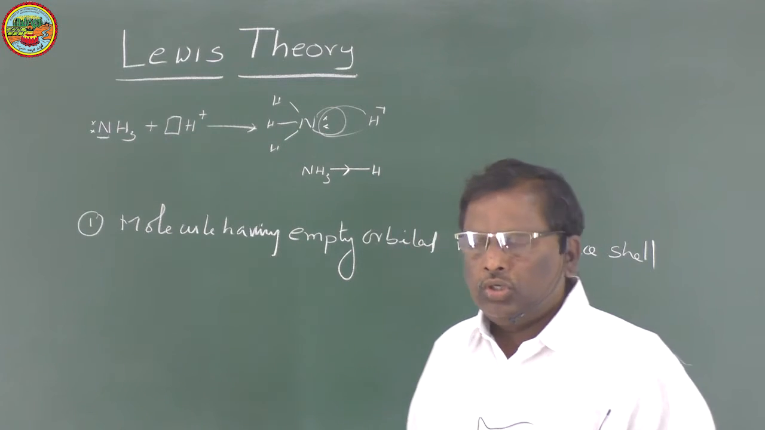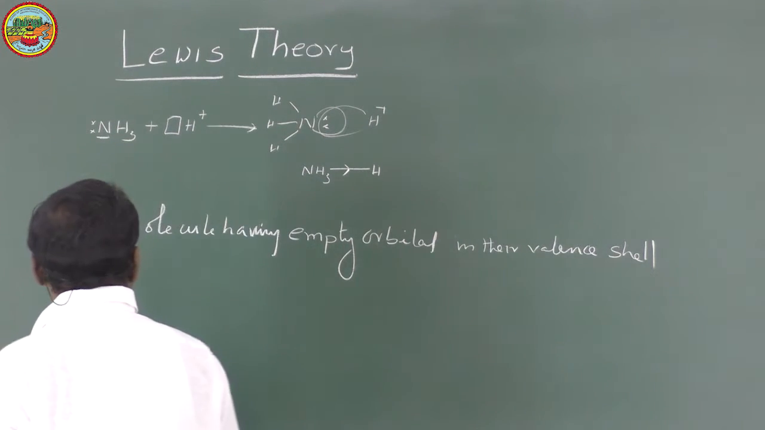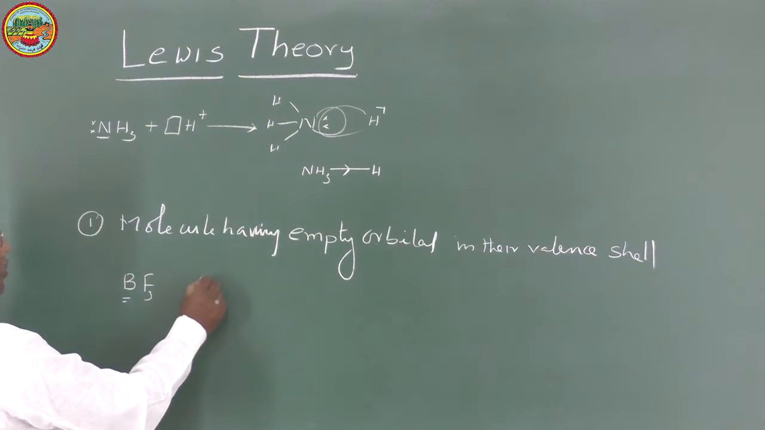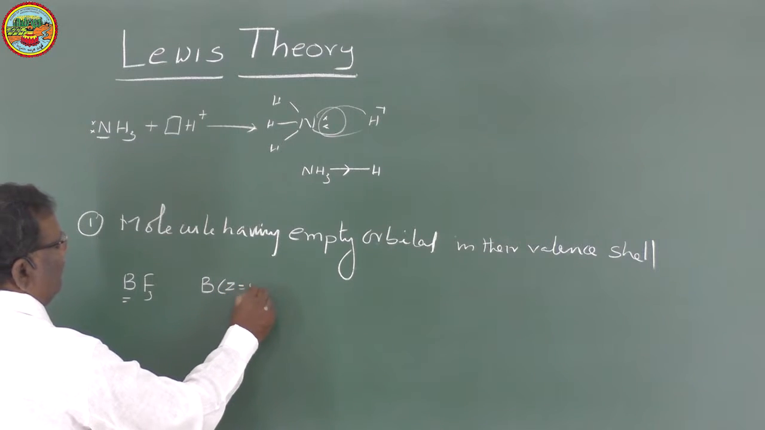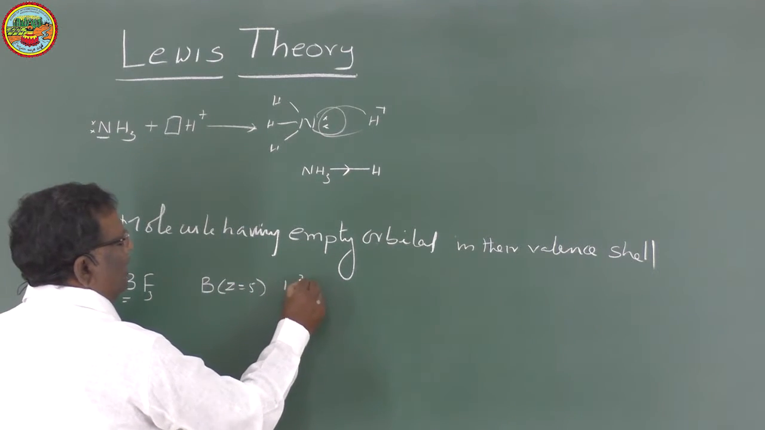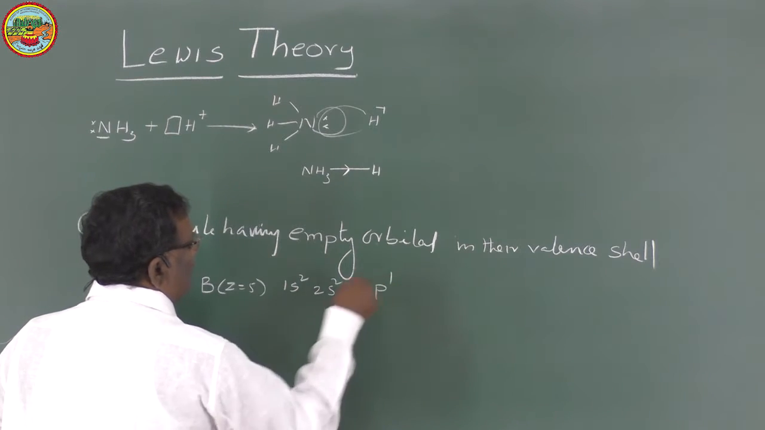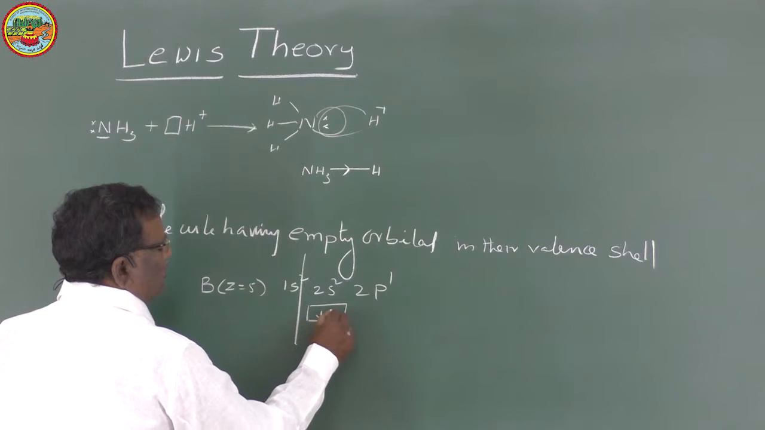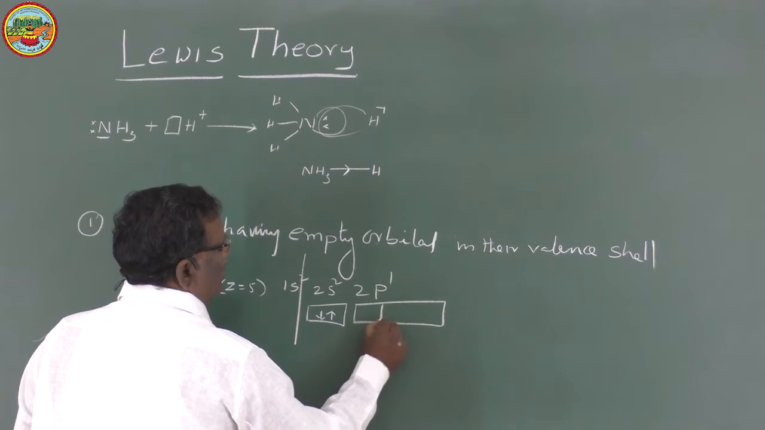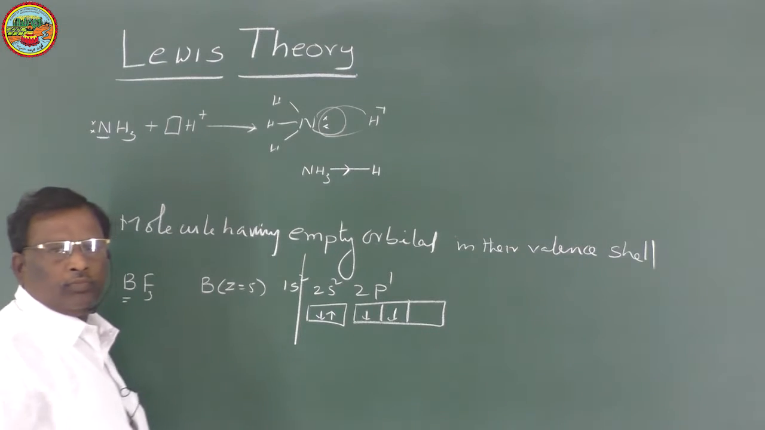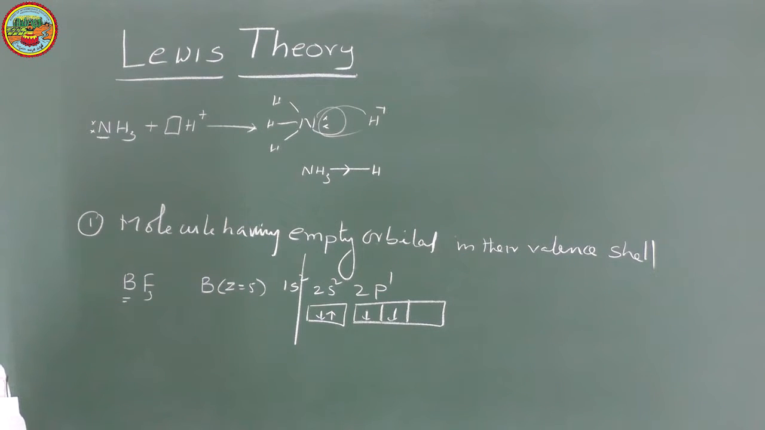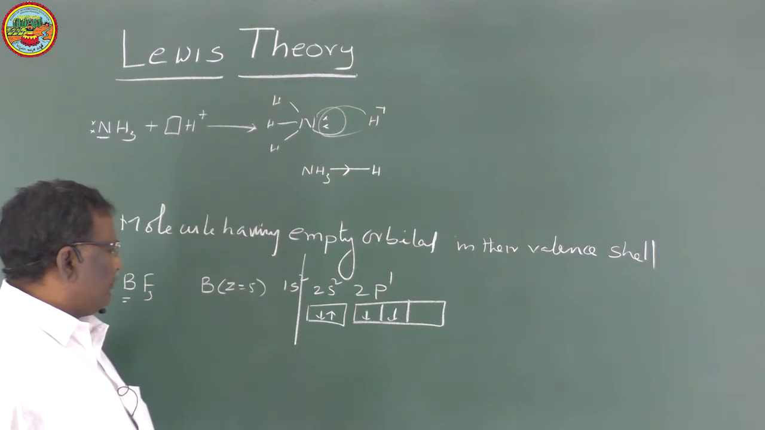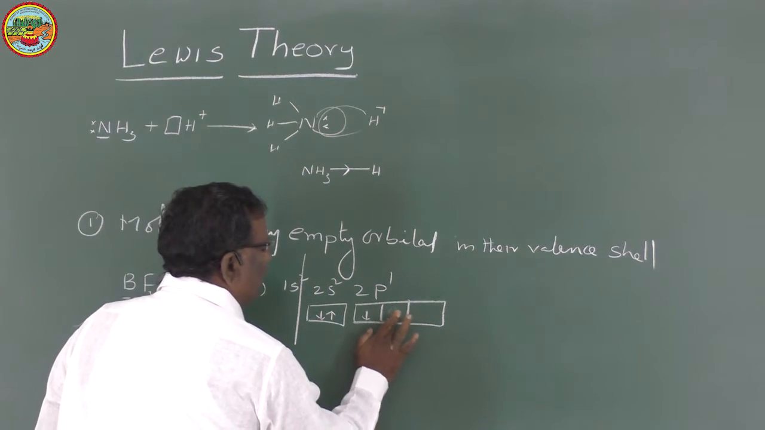Now let us observe how BF3 is forming. In BF3, the central atom is boron. Boron atomic number is 5, so its electronic configuration is 1s2, 2s2, 2p1. This is the valency shell of boron. In the boron valency shell, we have 2 electrons in the 2s orbital and 1 electron in a 2p orbital. The other 2p orbitals are empty.